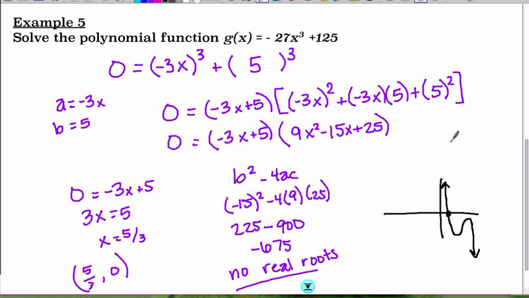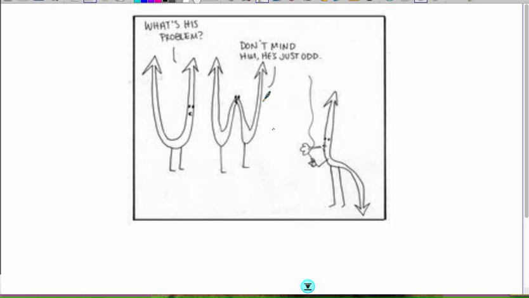So I know that there were no puns in this. Daniel, I apologize. However, I did find a kind of funny little comic that we can look at. What's his problem? Oh, don't mind him. He's just odd. So our poor little odd function. And it's almost like they're raising their hands like, huh? What is his problem? Anyway, I thought that was kind of cute.